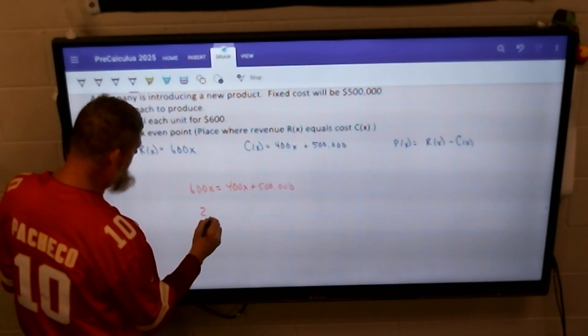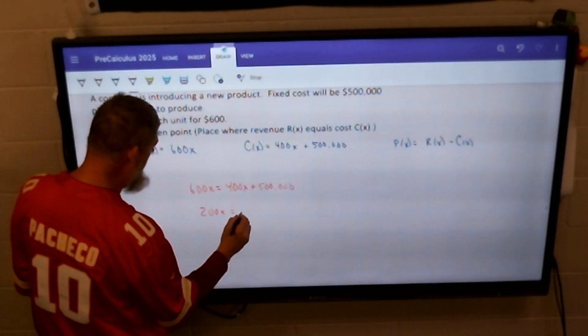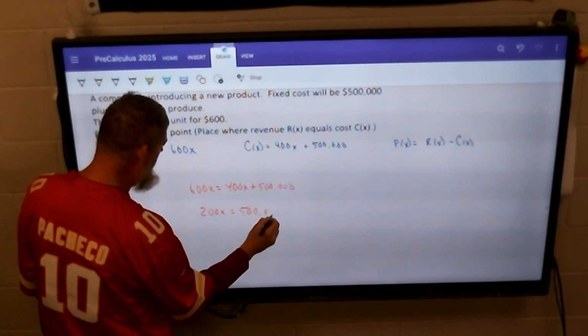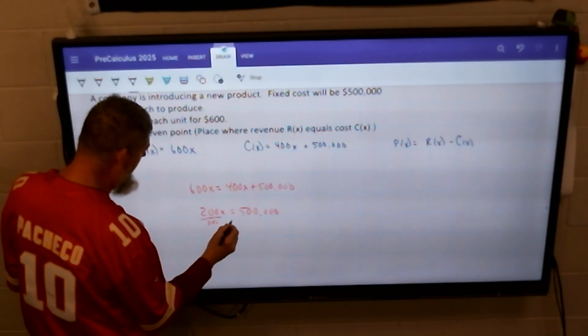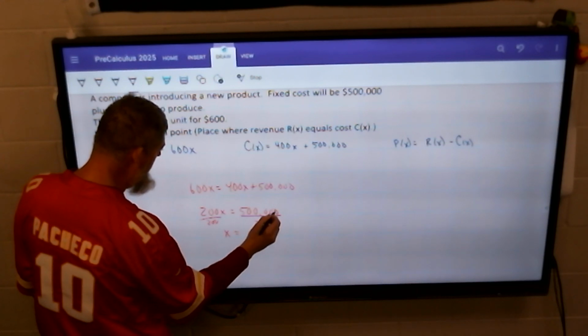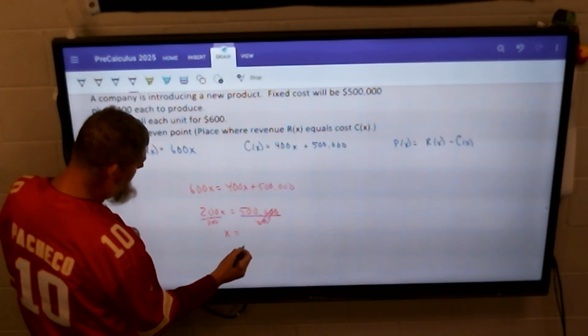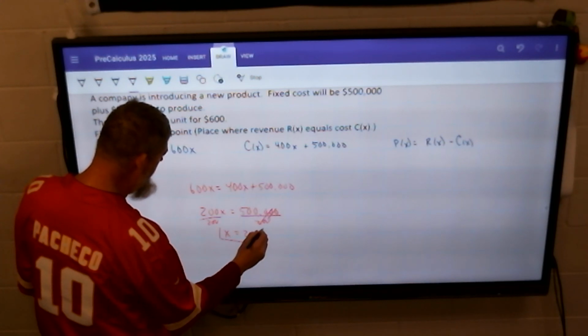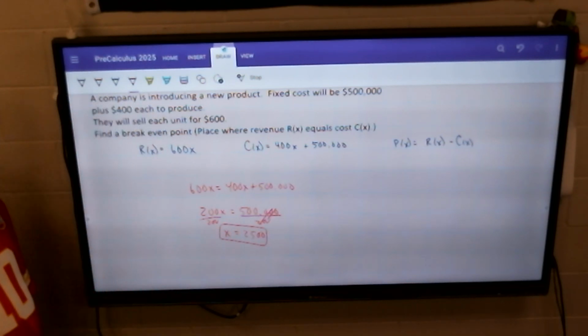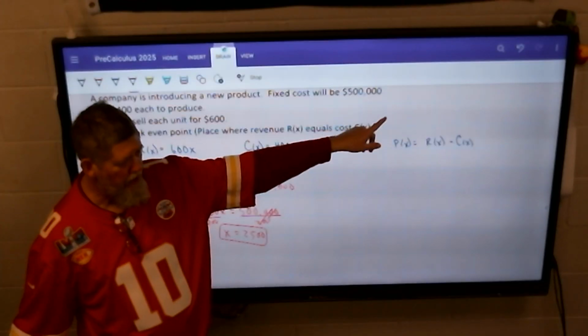So then you have, here's your 200x that you were talking about earlier, equals 500,000. So x is going to equal what? Divide both sides by 200. x is going to equal 2,500. So that means once you sell 2,500, you've now made up your 500,000 up front.